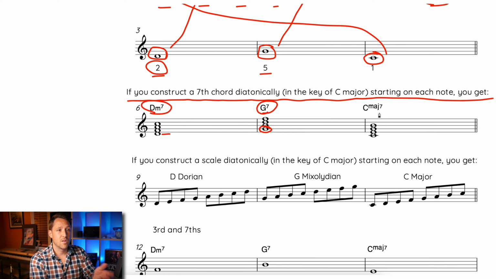Then finally, the 1 chord, you build a 7th chord on the root 1 of C. So you would take C, skip D, E, skip F, G, skip A, B. So you have the notes C, E, G, B. That creates a C major 7 chord.